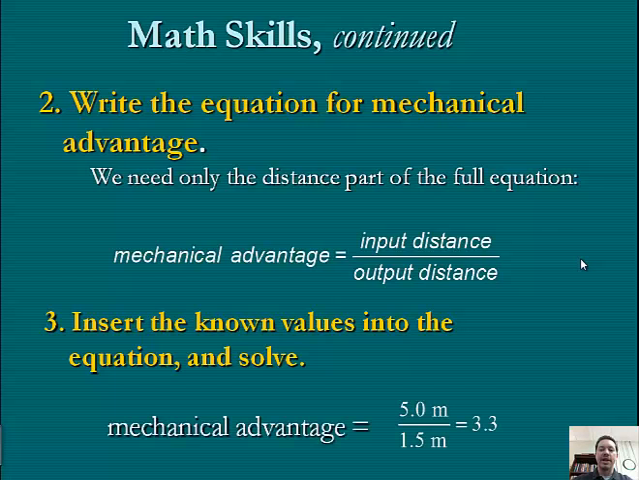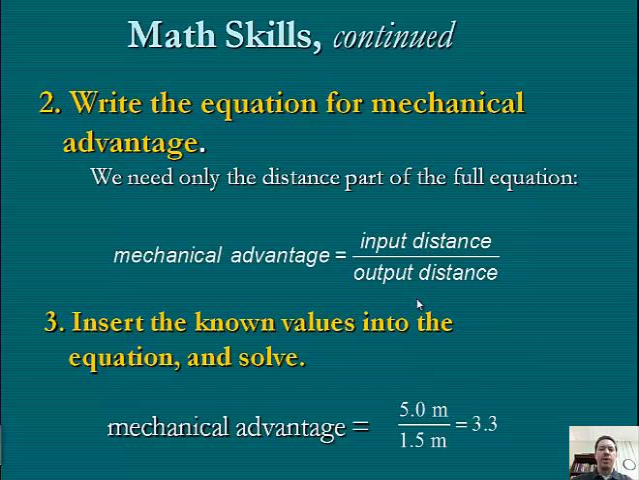So we're just going to plug in our values. So mechanical advantage is 5 meters divided by 1.5 meters. So the meters cancel out, so our mechanical advantage is just a number. There's no units associated with this since they canceled out.